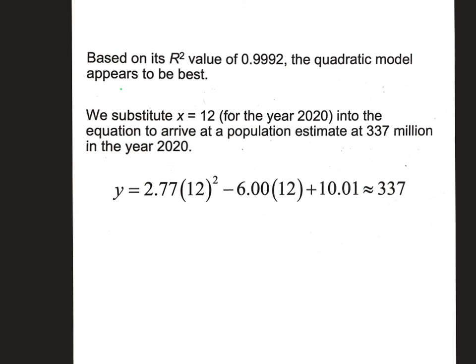All right, based on its r squared, the quadratic model is best. So to find out what it is in 2020, I'm going to substitute x as 12. Remember, the years are going 1, 2, 3, and they all counted as 10 years. So I'm going to plug the 12 in for the x and both x's, because it was quadratic. And I'm using the equation we saw on the last slide. I punched all that in my calculator, and I get 337 million in 2020. So that's the best prediction I can make based on the growth.